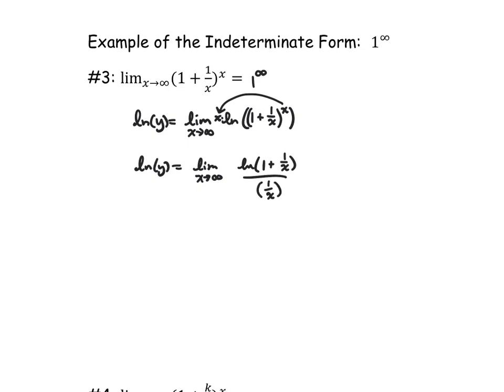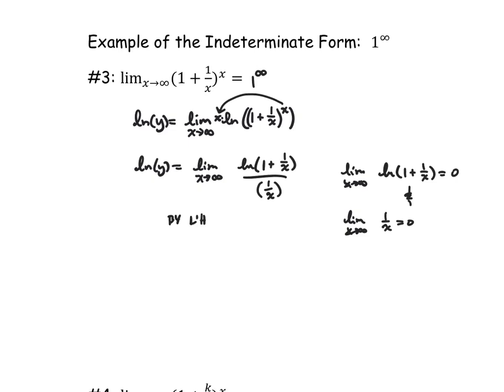All right, so let's look at the current form. The limit as x goes to infinity of ln of 1 plus 1 over x: as x goes to infinity, that'll go to the natural log of 1, which is 0. And the limit as x approaches infinity of 1 over x also goes to 0. So I've got the form 0 over 0 now, which means I can use L'Hopital's rule.